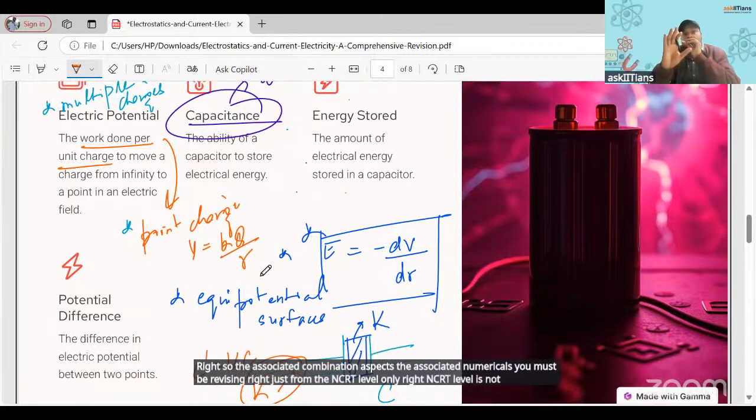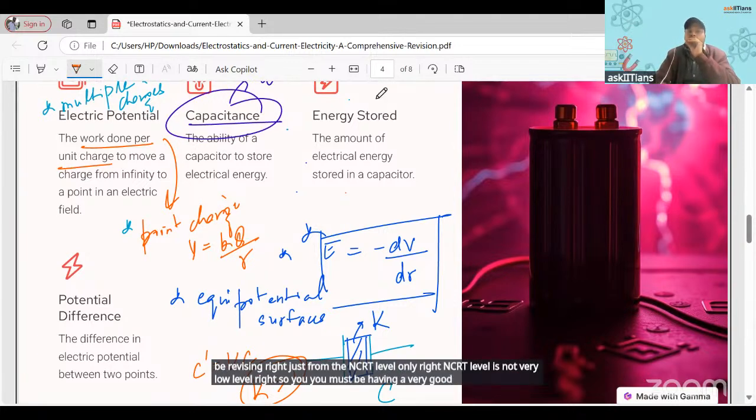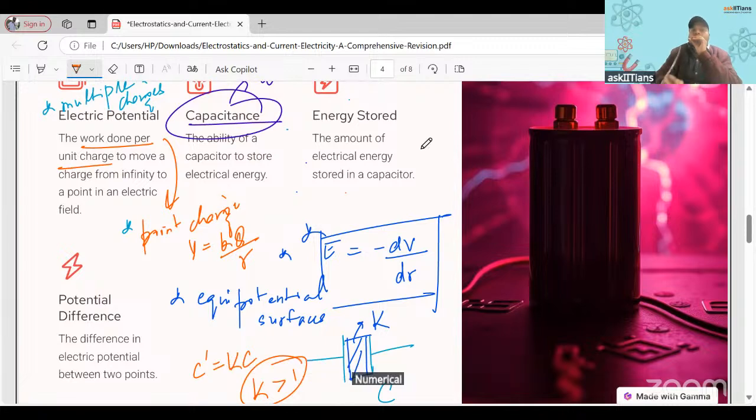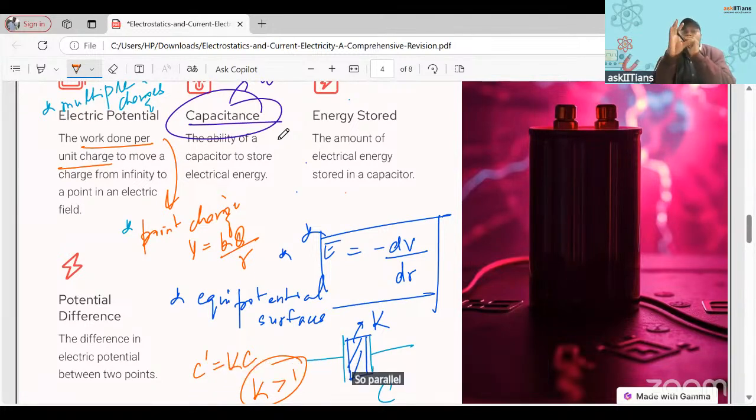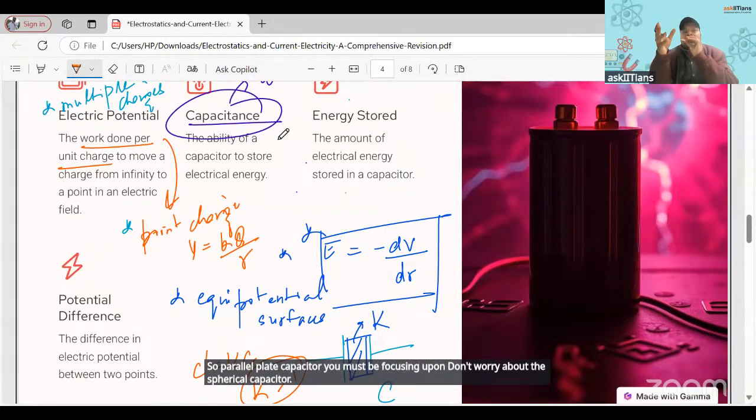very low level, right? So you must be having a very good concept of these numericals. From the numerical point of view, this capacitance becomes important. It might ask you about the capacitance of a parallel plate capacitor, so you must be focusing upon the parallel plate capacitor. Don't worry about the spherical or cylindrical capacitor for now if you haven't read it yet.